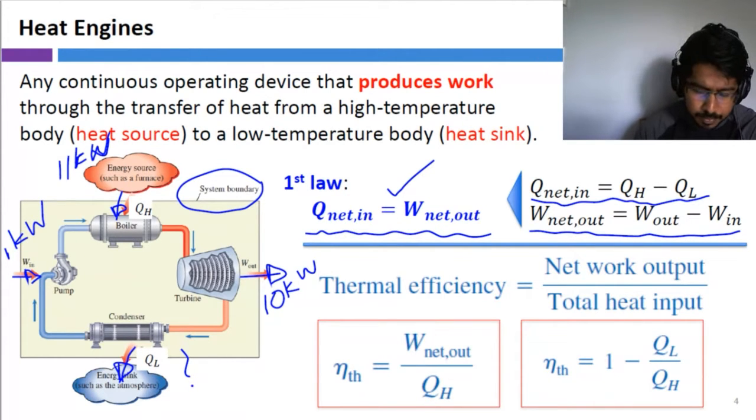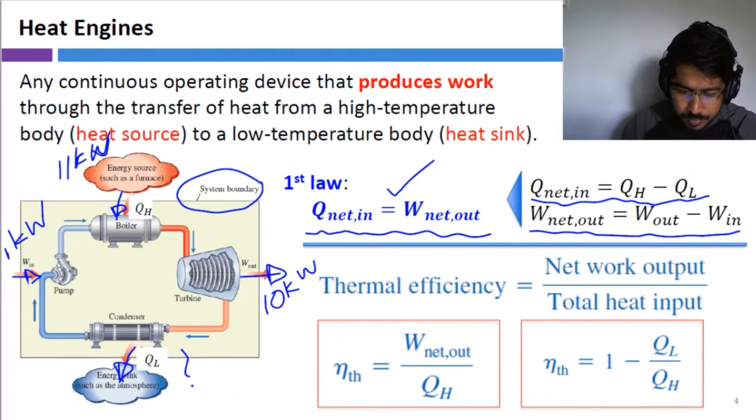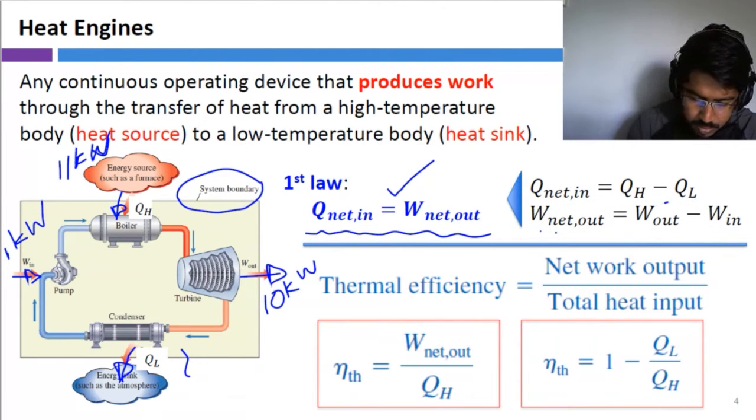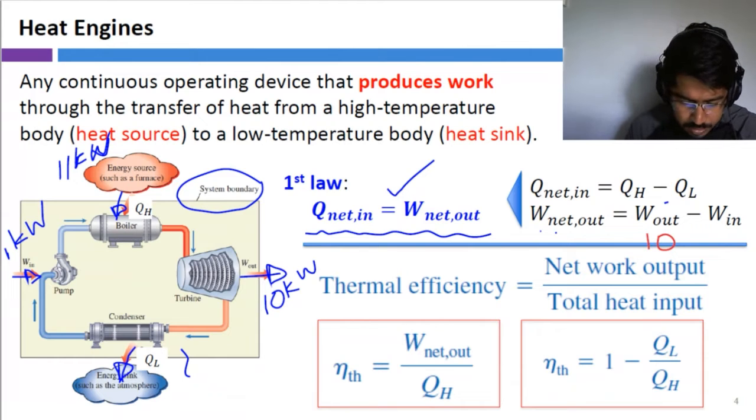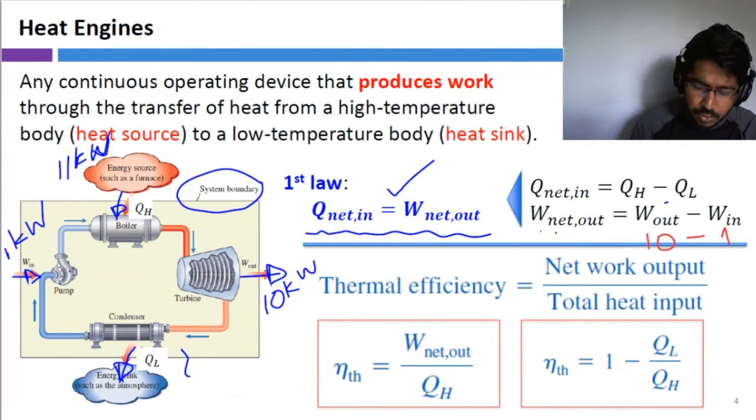So what we can do is take W out, which is 10 kilowatts, and subtract the work input, 1 kilowatt. 10 minus 1, right? So it's going to be 9. And we know that from the first law, Q net is equal to W net. Therefore, we know that Q net is 9, right?